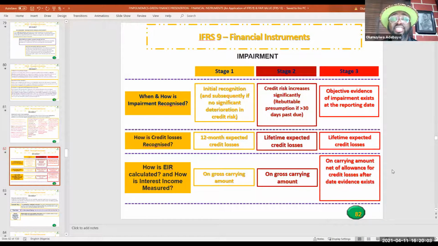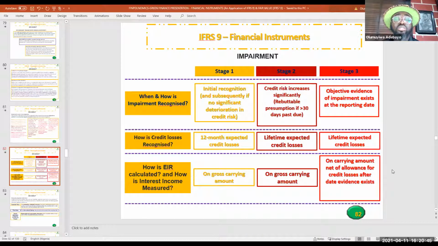But when you get to stage 2 and stage 3, they have things in common with respect to recognition of expected losses. Both recognize losses based on the lifetime of the financial asset. Stage 3 also is lifetime expected credit losses. Finally, the effective interest rate, how do we calculate it? And on what do we recognize it? Is it on the carrying amount, which is the gross carrying amount, or on the net carrying amount?